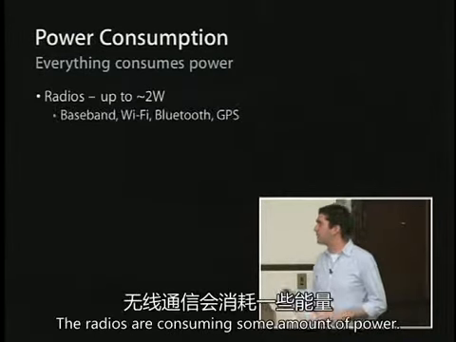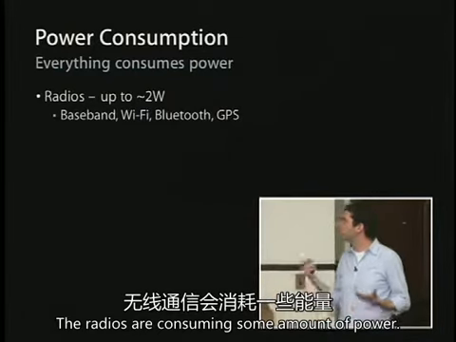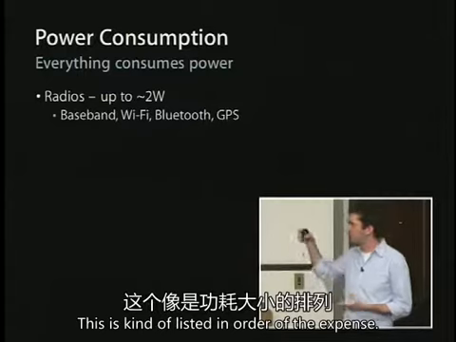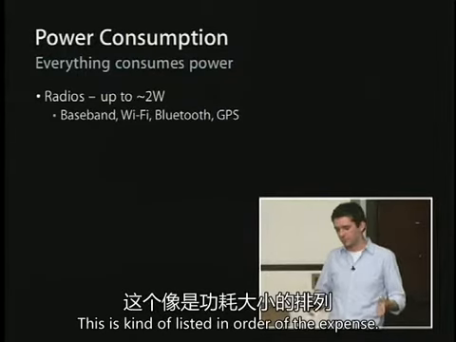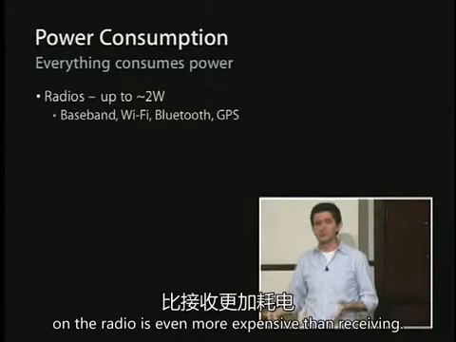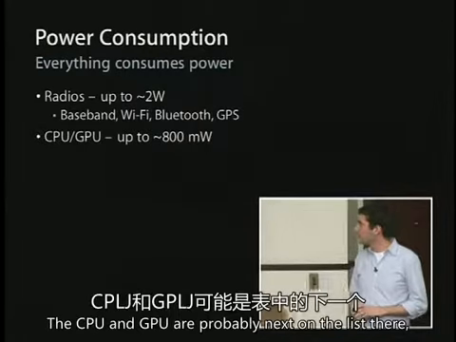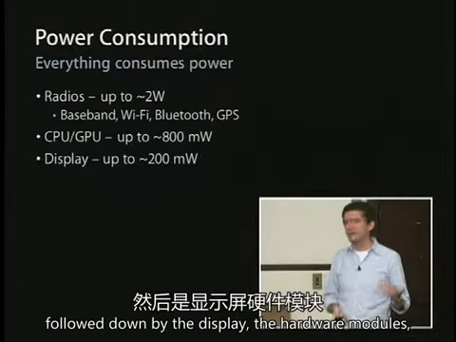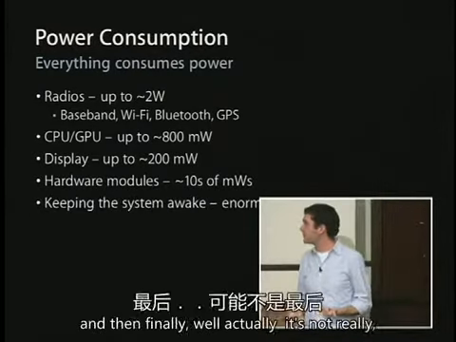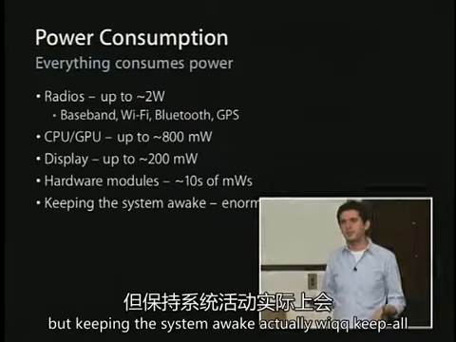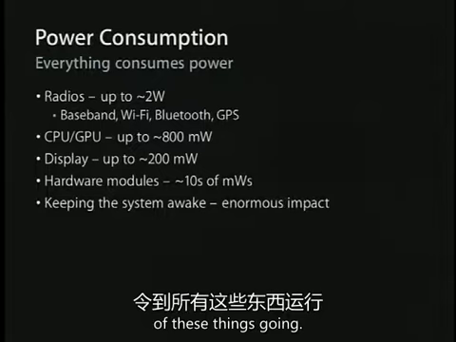Yeah, I mean, everything consumes power. The radios are consuming some amount of power. They're actually the most expensive part. This is listed in order of the expense. And actually, transmitting on the radios is even more expensive than receiving. The CPU and GPU are probably next on the list, followed by the display, the hardware modules, and then finally, well, actually that's it really, but keeping the system awake will keep all of these things going.